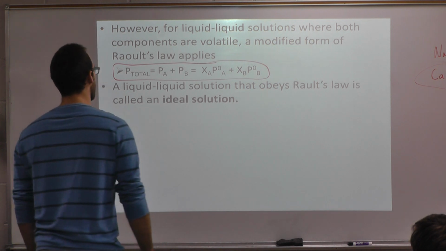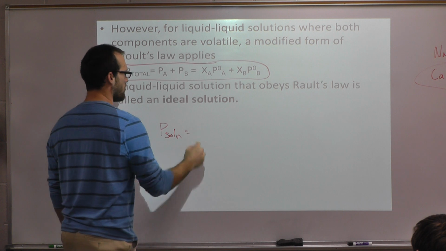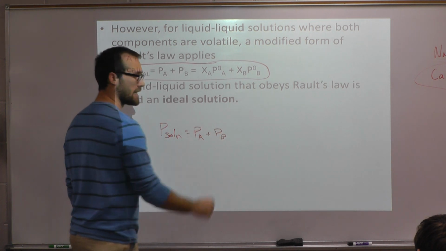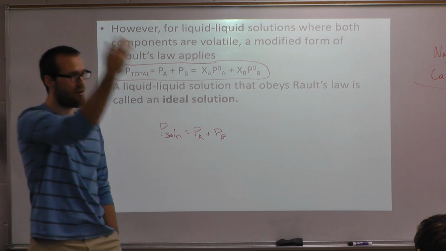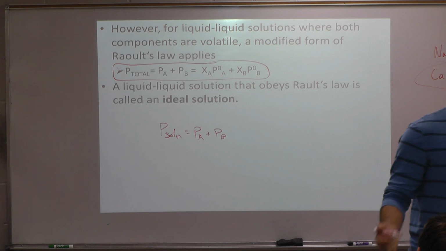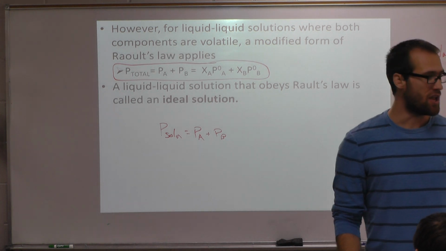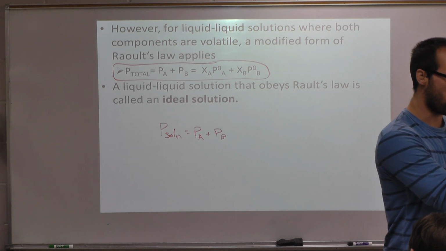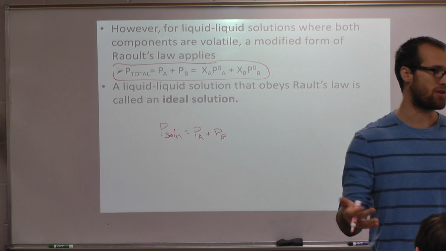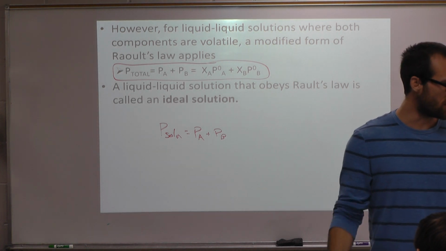So what's important about that? The vapor pressure of the solution would really be the pressure of A plus the pressure of B. So let's say I have an alcohol-water solution. They both have a certain vapor pressure, correct? They're both volatile. If I had 50% alcohol and 50% water, you would expect the solution's vapor pressure to be what? Halfway in between both.